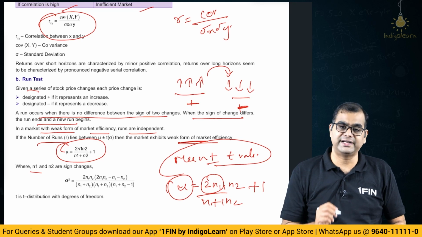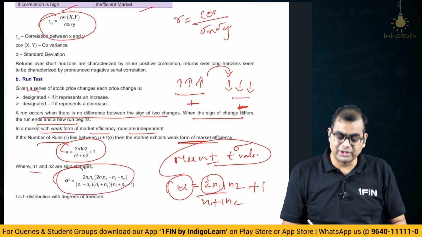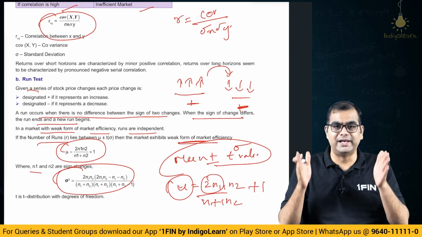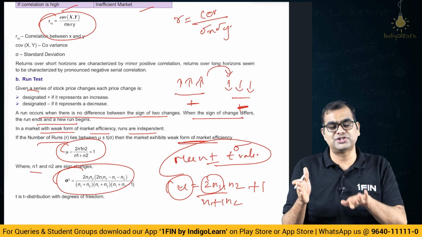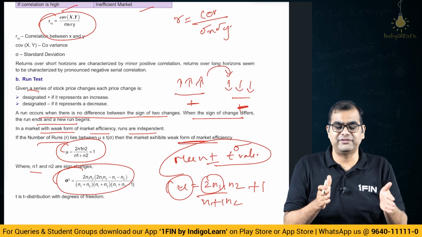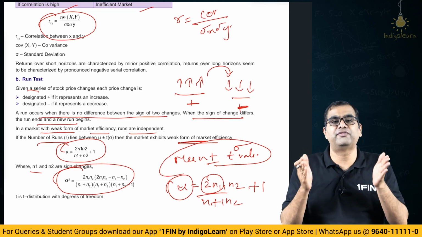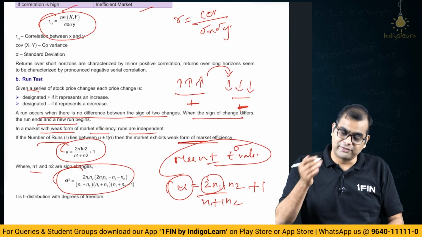Then you find out the standard deviation. Why do you need to find out the standard deviation? Because your whole purpose is to find out two limits within which the number of runs fall. So you find out the mean runs plus some standard deviation and mean runs minus a certain standard deviation, and whether the number of runs actually fall within that or not is what you are supposed to test. So you have to find out the standard deviation.